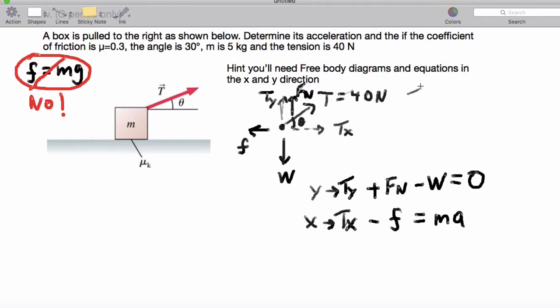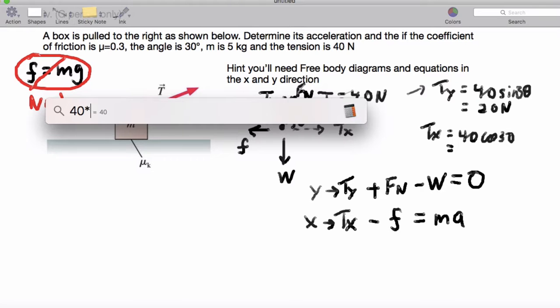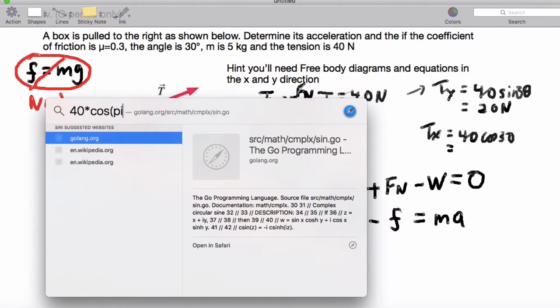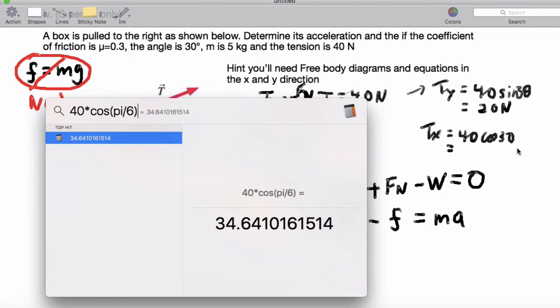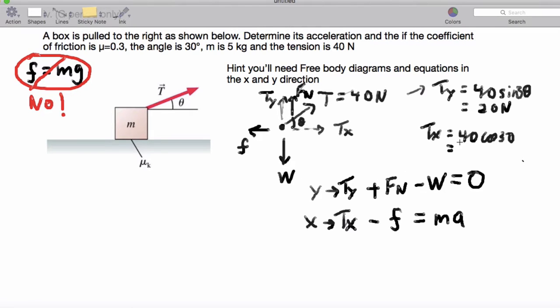So Ty, just so you know, is going to be 40 times the sine of theta, and that's going to be 30 degrees. And so when we work that out, that's going to be 20 newtons. And then Tx is going to be 40 times the cosine of 30 degrees. When we actually work that out, let me just do that real quick. So 40 times the cosine of pi over 6. Spotlight does this, but you've got to do it as a radians measure. That's 34.64, or 34.6.